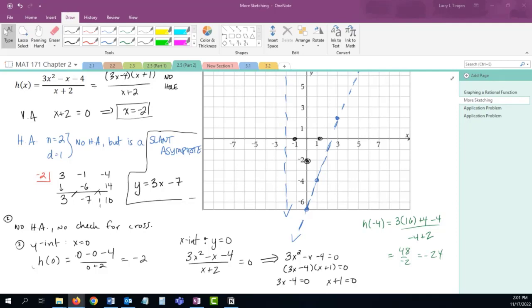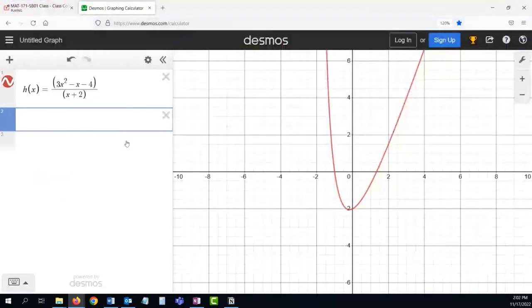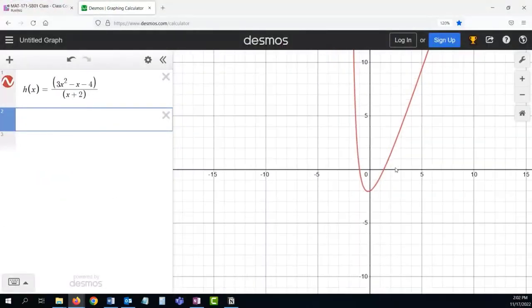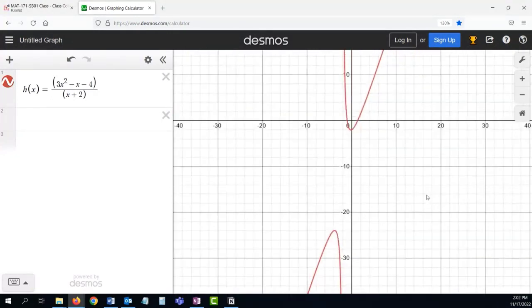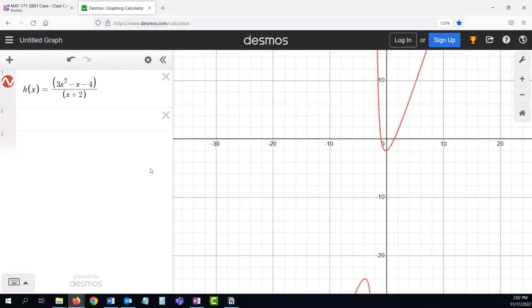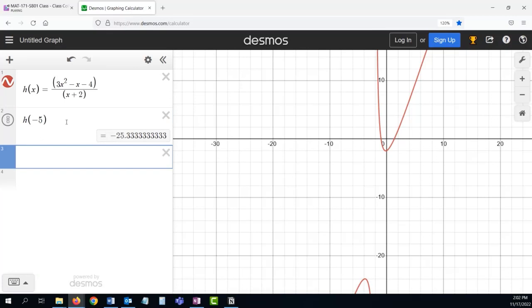All right, so let's just do what I said. There's h of x. It's hard to see it, but that's what it looks like. So use this to our advantage. Let's see, what was it when I got to negative 5? I'm at negative 25 1/3. What happens when I go to negative 8? Does it get better? No, I'm still way down here.